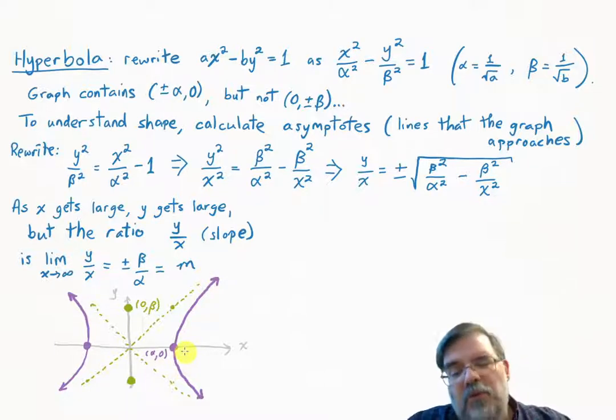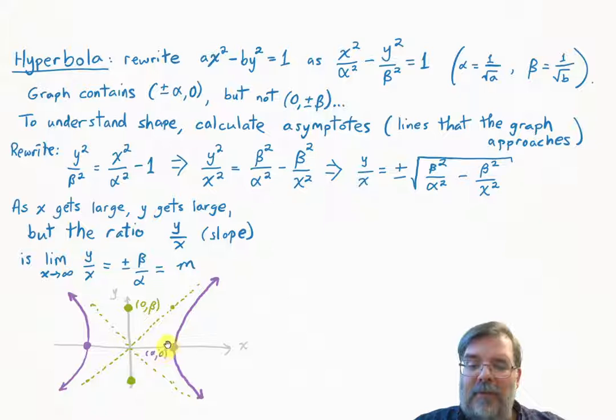So to draw a pretty decent picture of this hyperbola, we could first draw our xy axis, and then label the 2 points, plus or minus alpha, 0, that we know are on the graph. Now I also drew in the points 0, plus or minus beta. I drew these in a different color. These are not points on the graph.